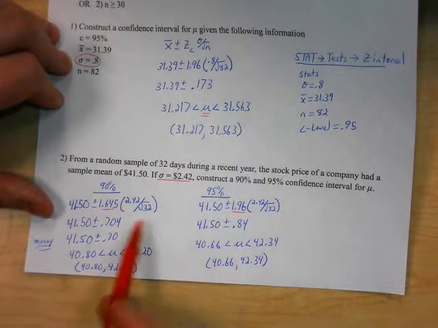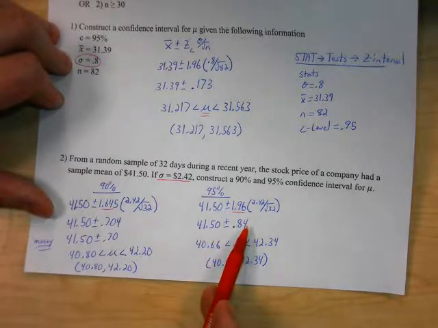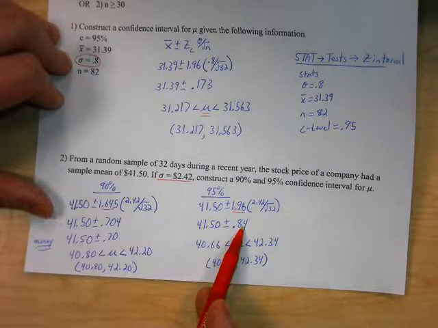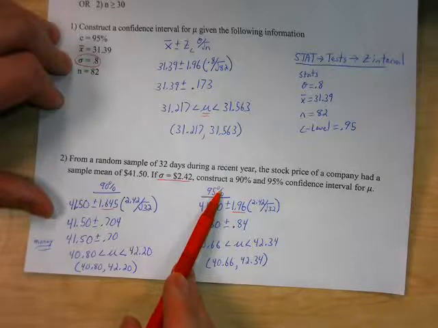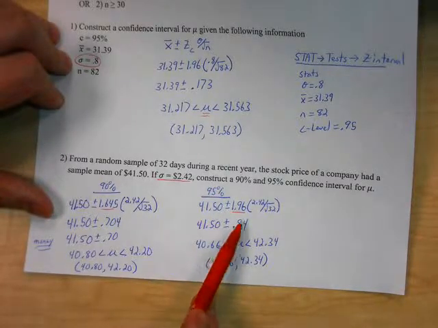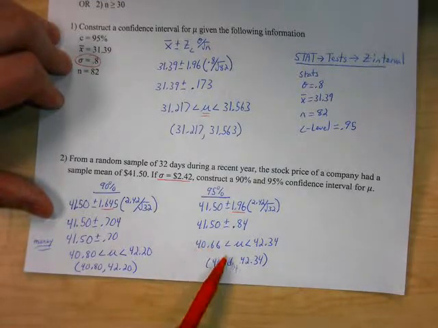And notice what that does. It changes our margin of error from 0.704, so almost 70 cents, to about 84 cents. Okay, so to become more confident, now we have a larger margin of error, which means our interval will be wider. Our estimate for mu has to allow more possibilities into it, so it's going to be wider.